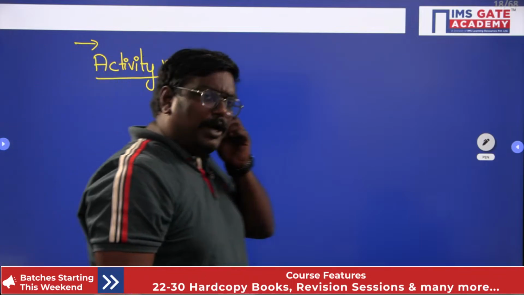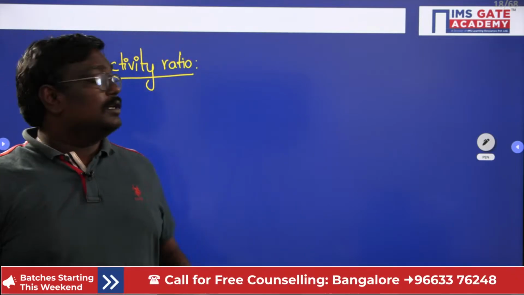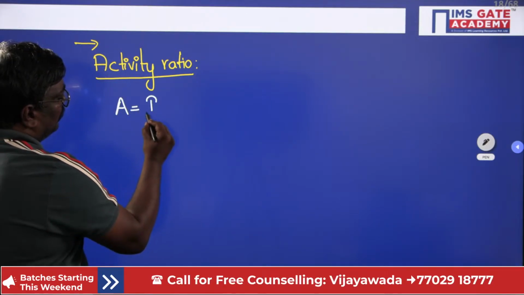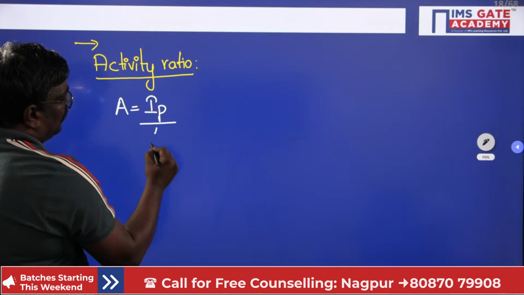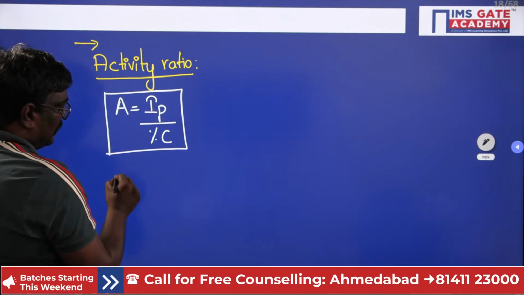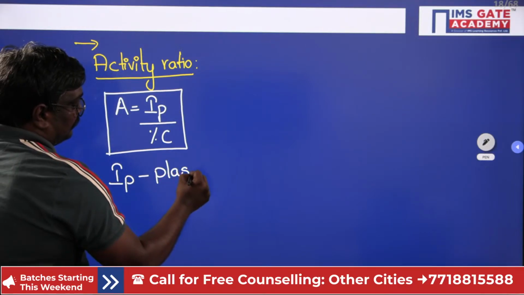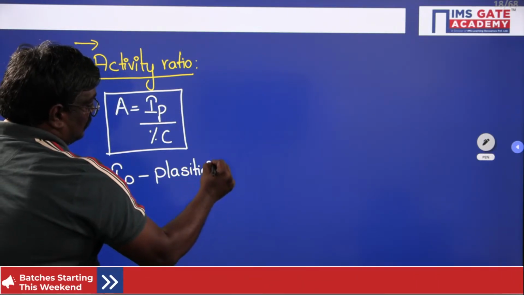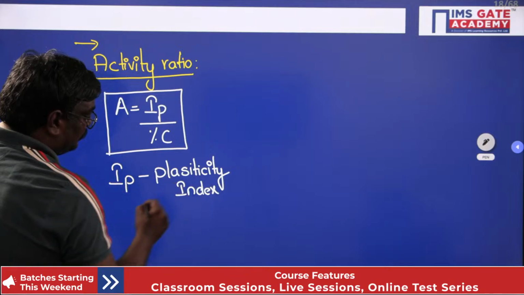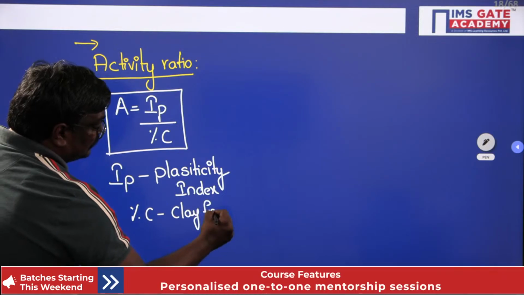Now see, students, we also have a concept called activity ratio. What do you mean by activity ratio? Why do you want to study activity? See, students, activity ratio is represented by the formula A equals IP upon percentile C, where IP represents the plasticity index, and percentile C represents the clay fraction, how much amount of clay is present.